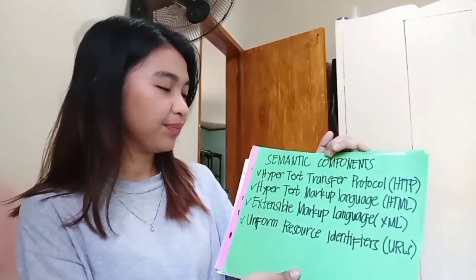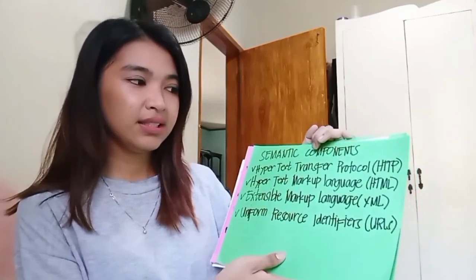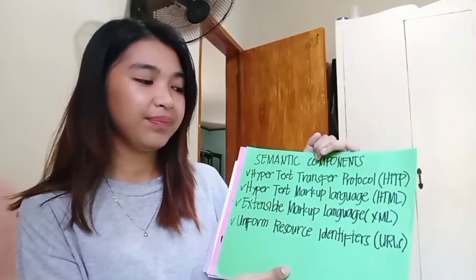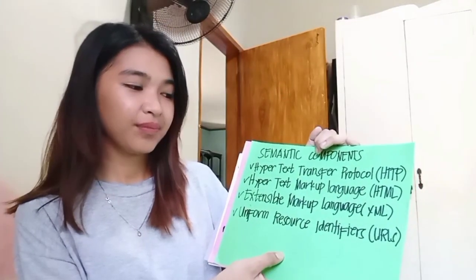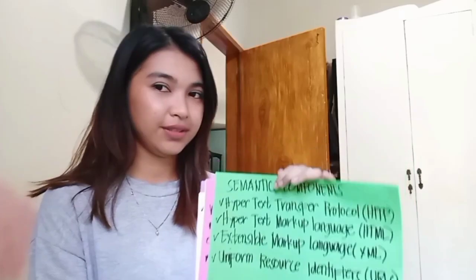The meaning of HTTP is hypertext transfer protocol. And HTML is hypertext markup language. Then XML is extensible markup language. Then last, URI is uniform resource identifier. Those are the semantic components.